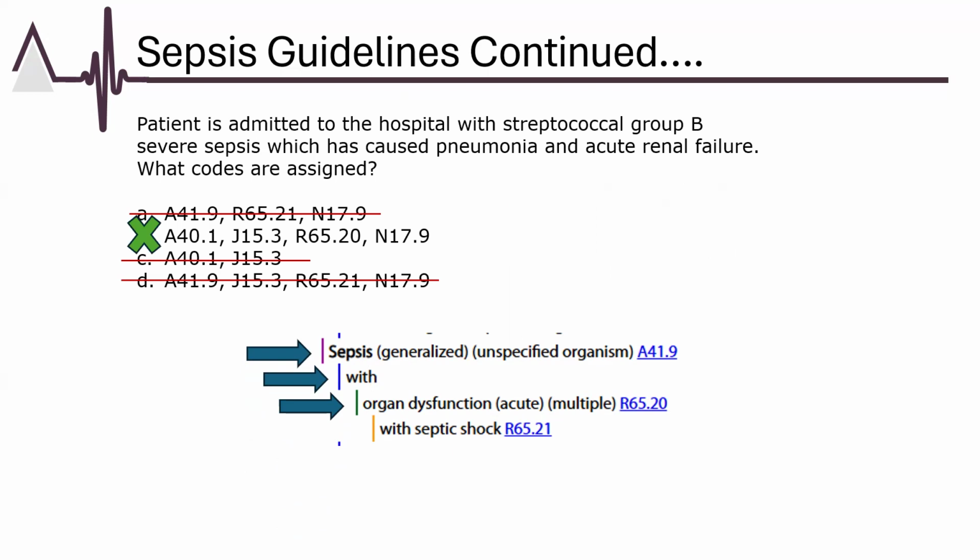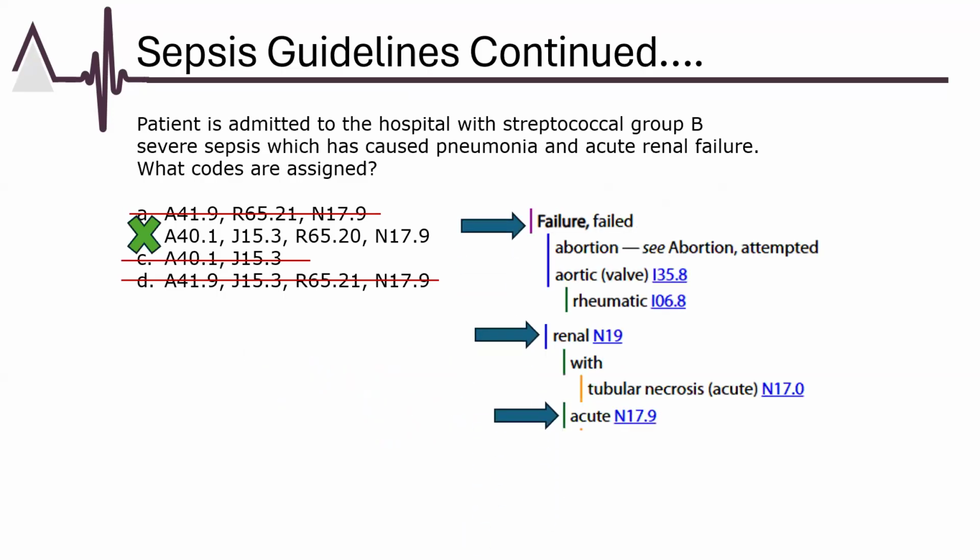And see how R65.21 is with septic shock, and we're looking for R65.20, the severe sepsis. We also want to report the organ failure, so we'll look in the ICD-10 index for failure, renal, acute, referring us to N17.9. Verifying all codes in the tabular list, and then pay careful attention to the instructional notes in the tabular list. It will help you with sequencing in these cases. Answer is still B.